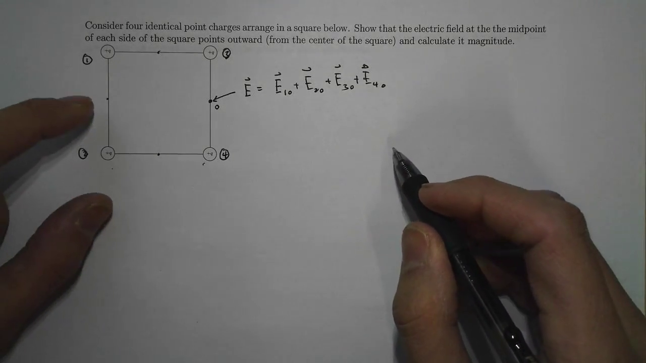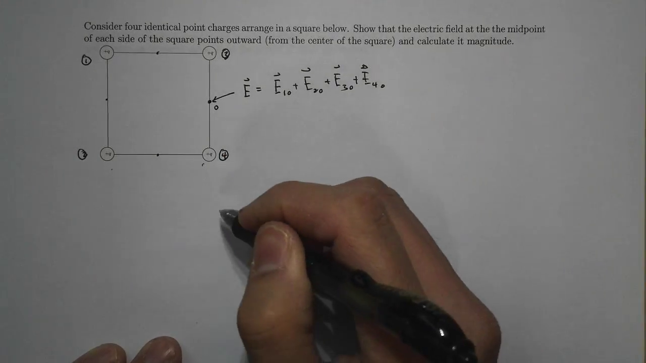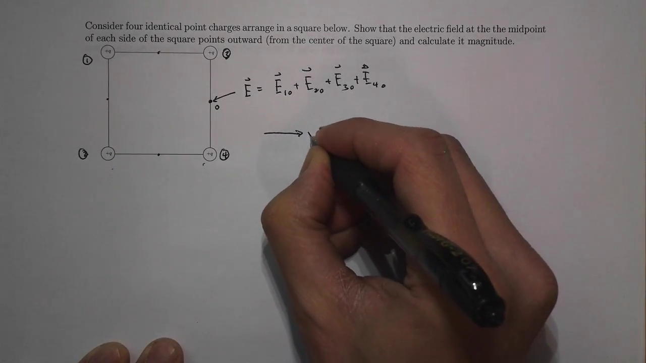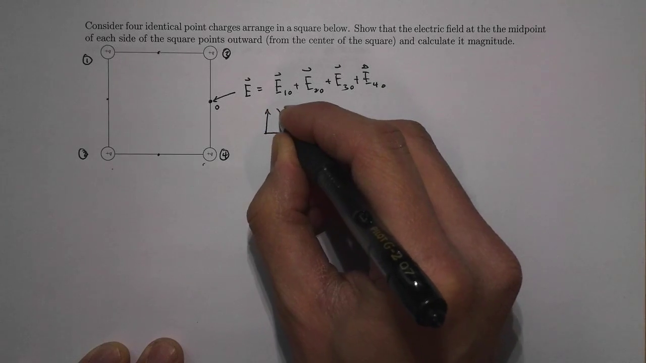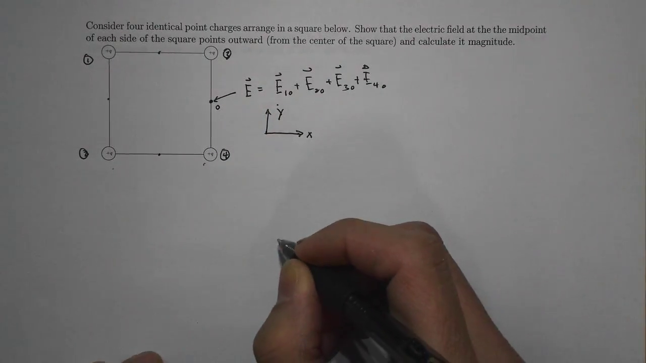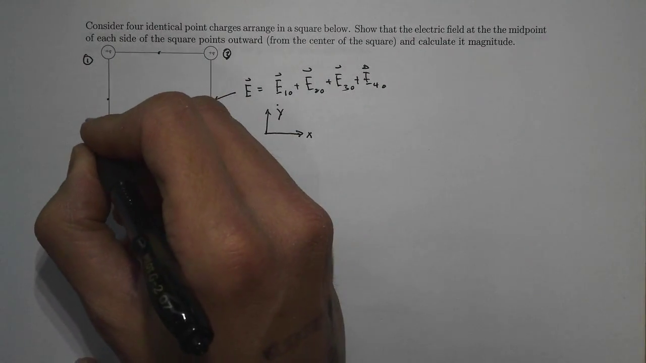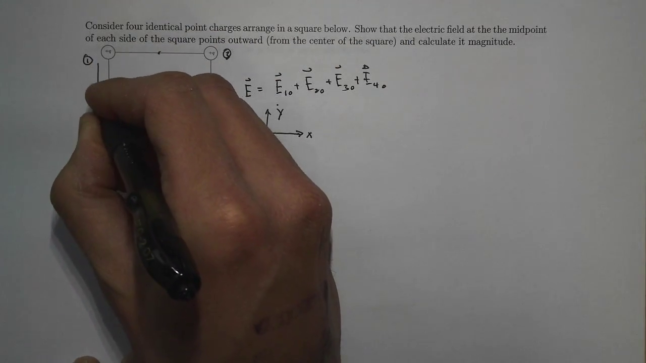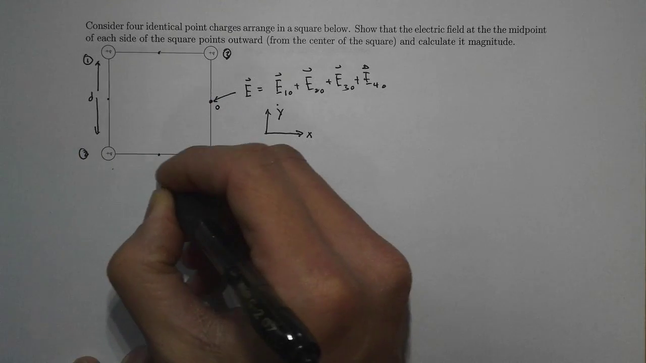All right. So let's just do this very carefully here. Okay. Let's endow this with a coordinate system here. So this will be my x vector. This will be my y vector. All right. Okay. And let's give this as a square. So we'll just call each side length d. It doesn't really matter, right?